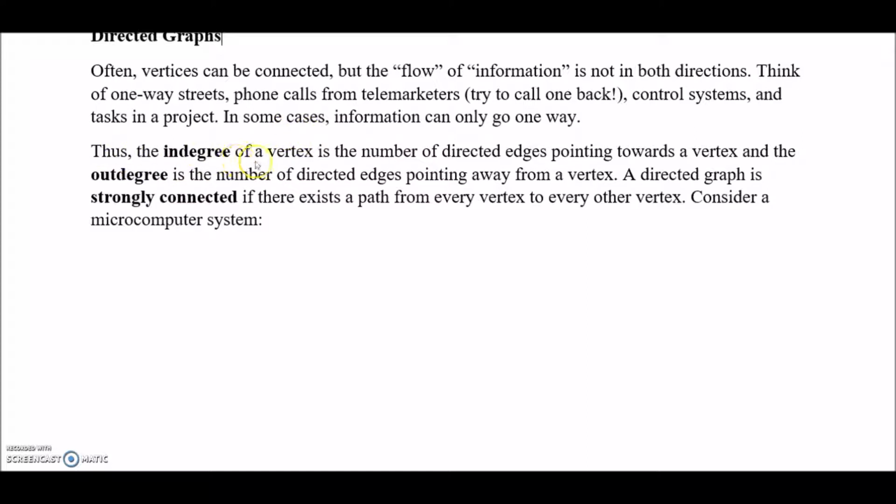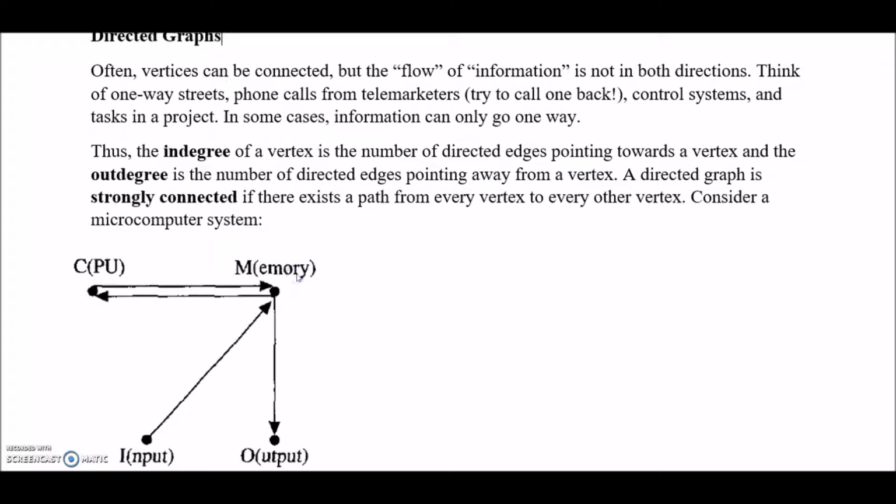So we have a couple of pieces of information that we need, some vocabulary. We say that the in degree of a vertex is the number of directed edges pointing towards a vertex, and the out degree is the number of directed edges pointing away from a vertex. So now we have to take into account direction, and it's not as simple as just saying the degree of a vertex anymore, but we have to be specific and say in degree or out degree. A directed graph is strongly connected if there exists a path from every vertex to every other vertex. Doesn't matter how far a vertex is away from another vertex, it just means that we could ultimately get there by using directed edges.